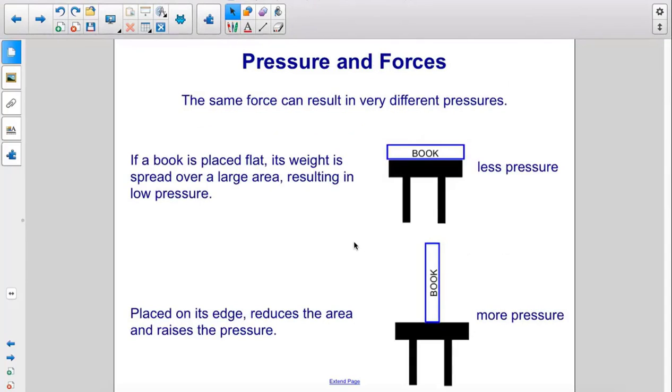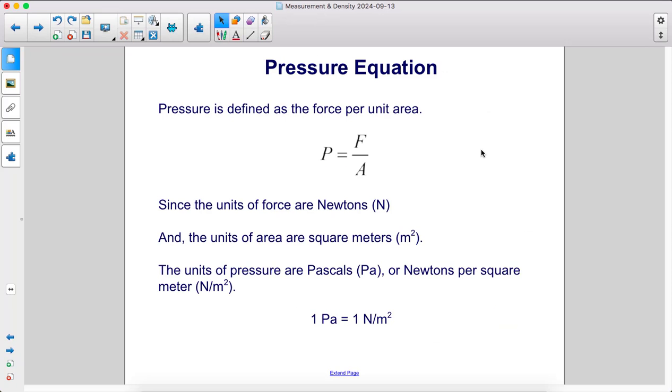The same force can result in very different pressures. If a book is placed flat, its weight is spread over a large area, resulting in low pressure. Placed on its edge, it reduces the area and raises the pressure. Pressure is defined as the force per unit area. Since the units of force are in newtons, and the units of area are square meters, the units of pressure are called pascals, or newtons per square meter.